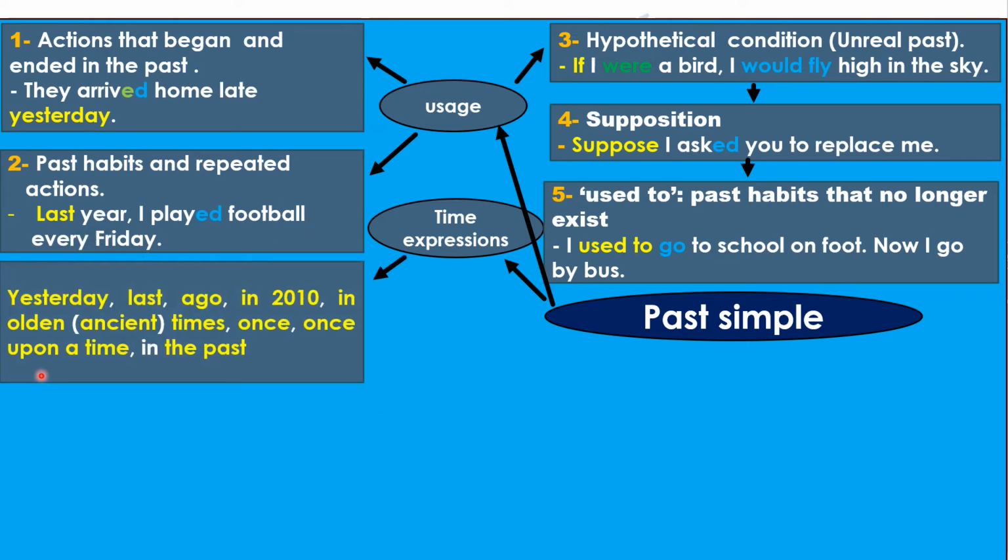We have yesterday, last, ago, in 2012, in olden or ancient times, once upon a time, in the past. Now let's move to talking about the formation of the past simple. We're going to start with the formation of verb to be.